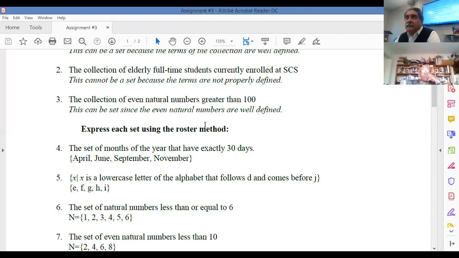Yeah, what age? What age do you consider elderly? Over 50, over 60? Some people can argue with you on that. 60, 65. It's not well defined.